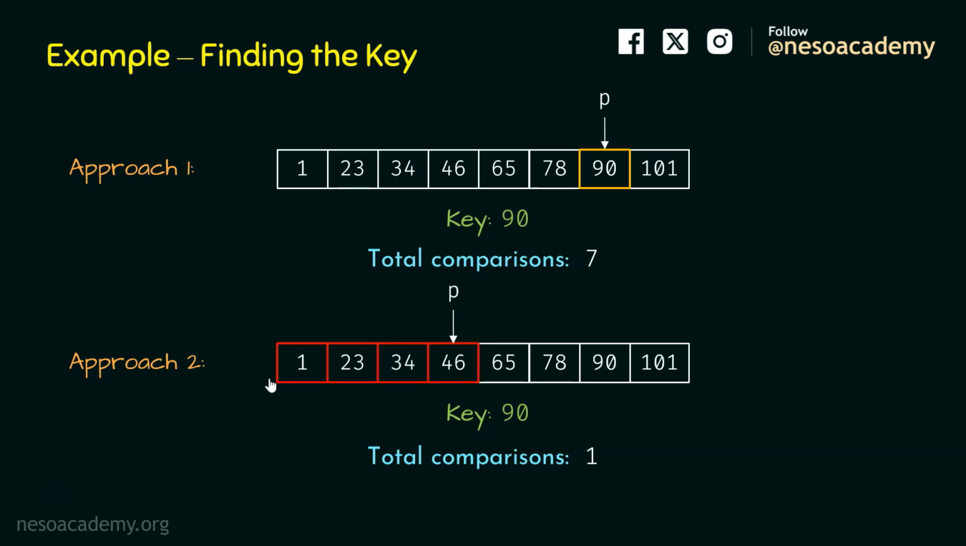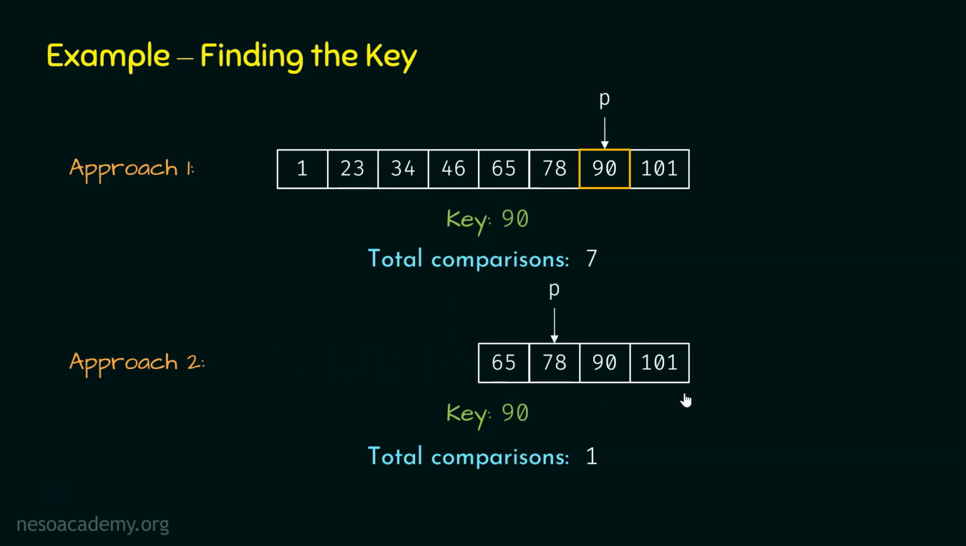We can remove this half because there is no possibility that 90 can appear in this part of the list. Hence, we can remove this part from this list. We will be left with the remaining half of the list. With just one comparison, we have removed half of the list. Now we are left with the remaining half. We are left with just 4 items. Previously, we had 8 items.